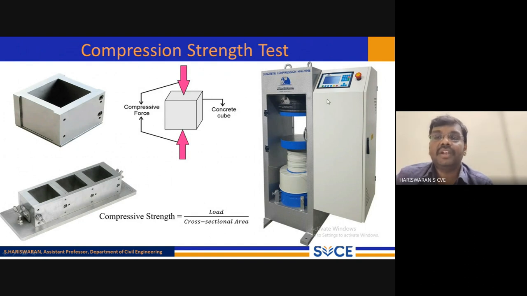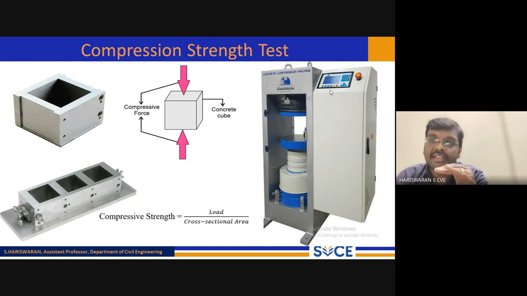Based on this reaction, we get a readout of how much load it is transferring. It keeps on taking load. After reaching the maximum load it can take, the concrete block fails. The failure is resembled by cracks as it gets compressed, and until then the load keeps on increasing. After the concrete cube fails, the load comes back; the load taken by the cube starts to reduce. By this, we arrive at the maximum load taken by the concrete cube.